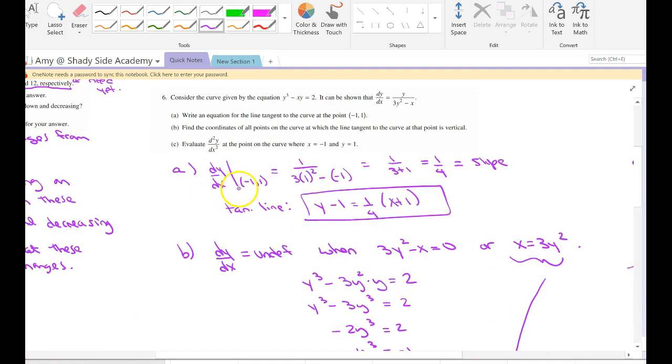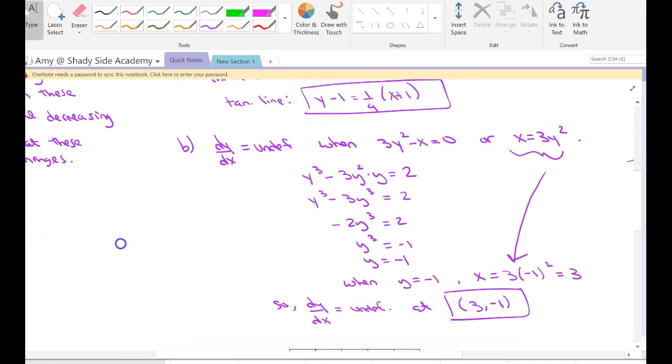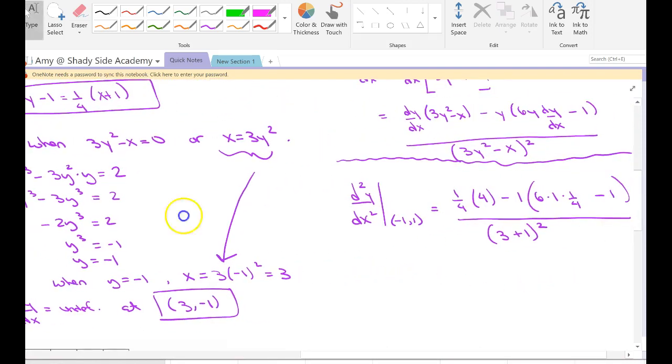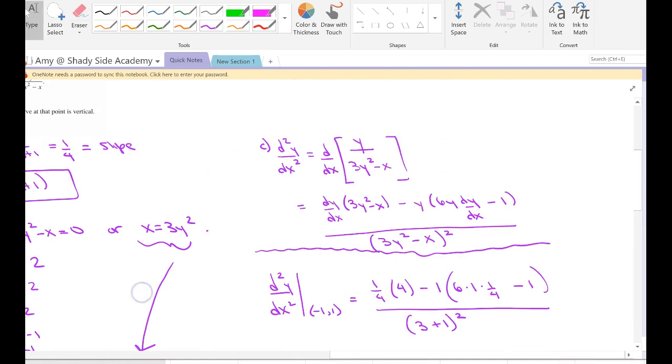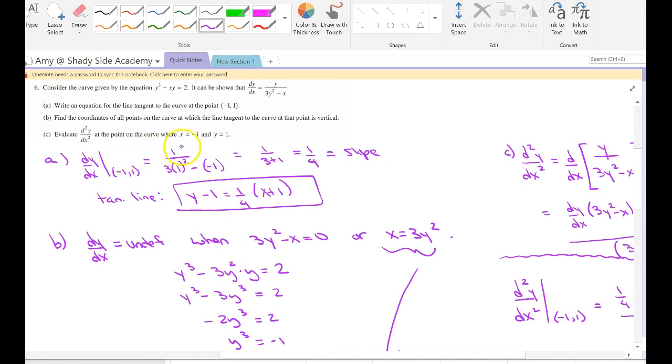Here's A. Look at that. Here's B, right here, all the way through. Here is part C, which asks you for the second derivative, and here's where I took some liberties and made my life easier. It asked you to find the second derivative at this point x equals -1 and y equals 1.